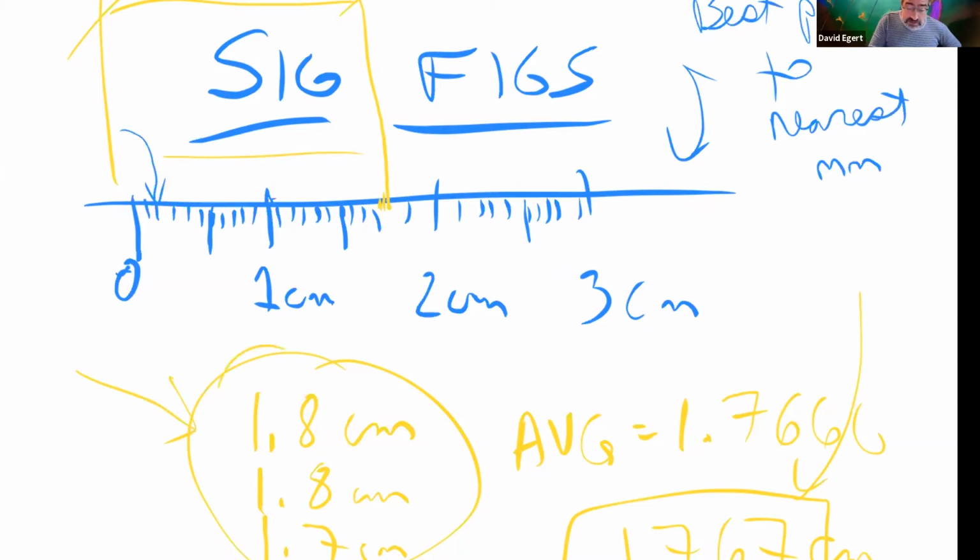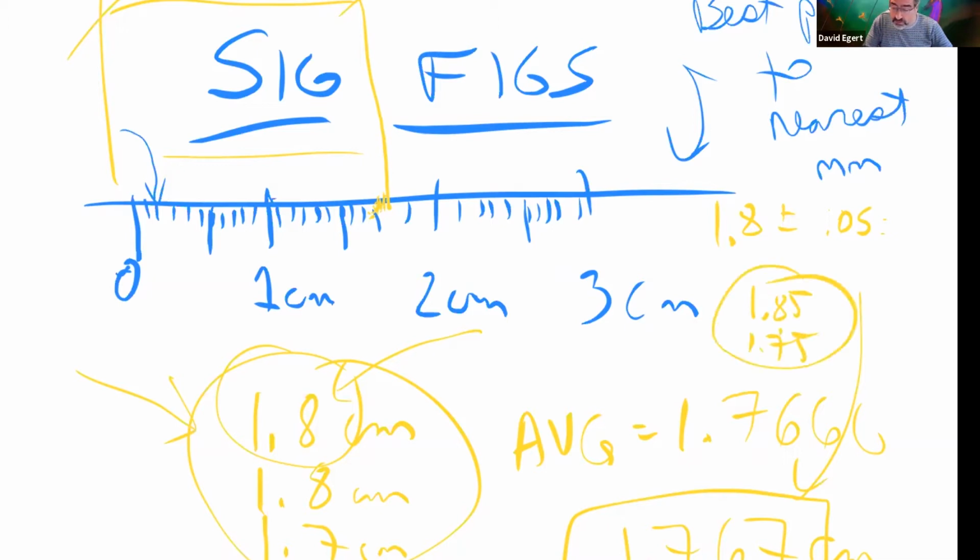Each of these measurements is limited by the precision of our ruler. The ruler is to the nearest millimeter, and basically whenever you have this, you're saying this is 1.8 plus or minus 0.05. So basically it's somewhere between 1.75 and 1.85. It's in between there someplace. That's what that 1.8 really means.